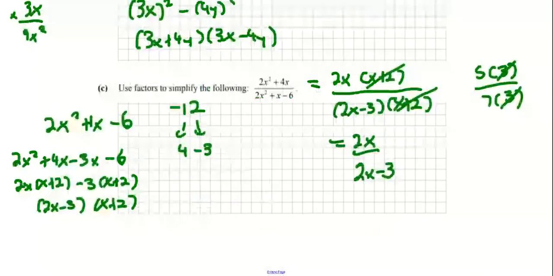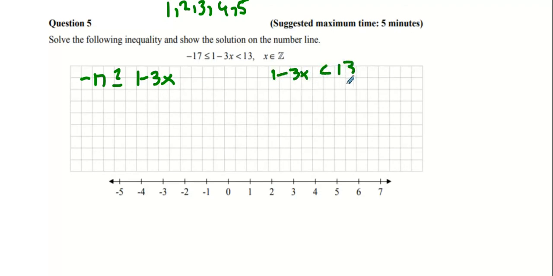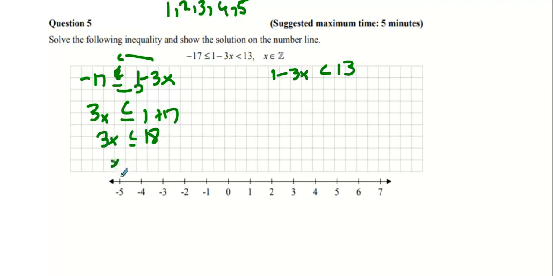Okay, so that's 4 done. So 1, 2, 3, 4, now we're on to 5. There's two parts to this: negative 13 less than or equal to 1 minus 3x, and then 1 minus 3x less than or equal to 13. Move the 3x to the left, the 17 to the right, so we get 3x less than or equal to 1 plus 17. 3x less than or equal to 18. Then divide by 3, x less than or equal to 6.